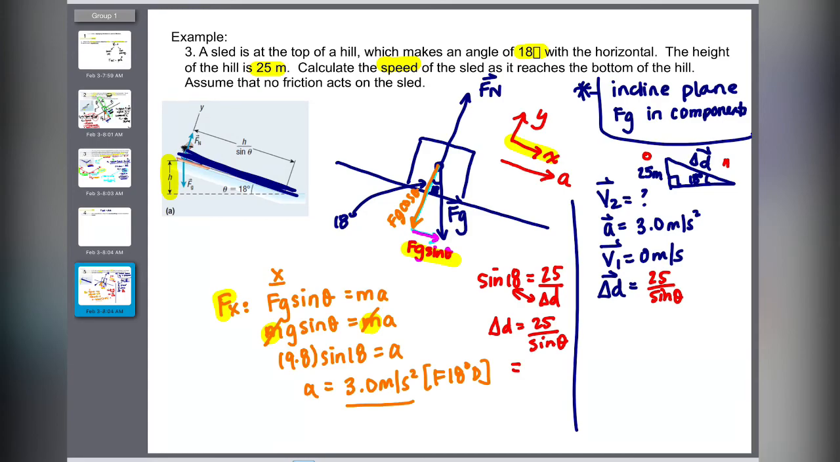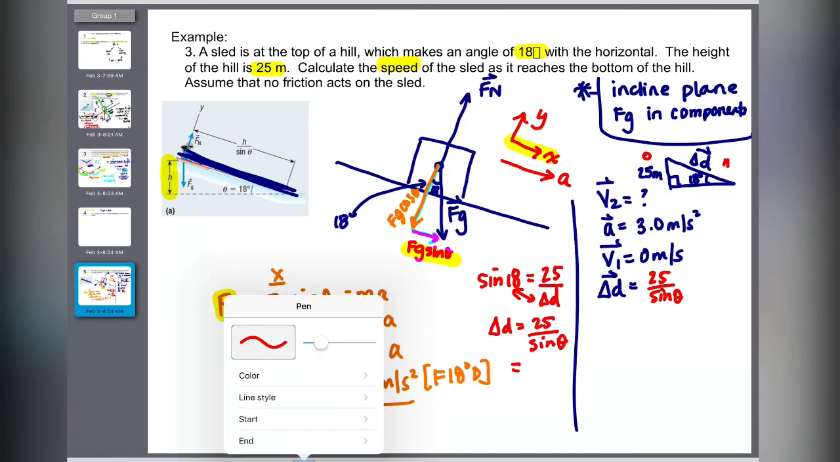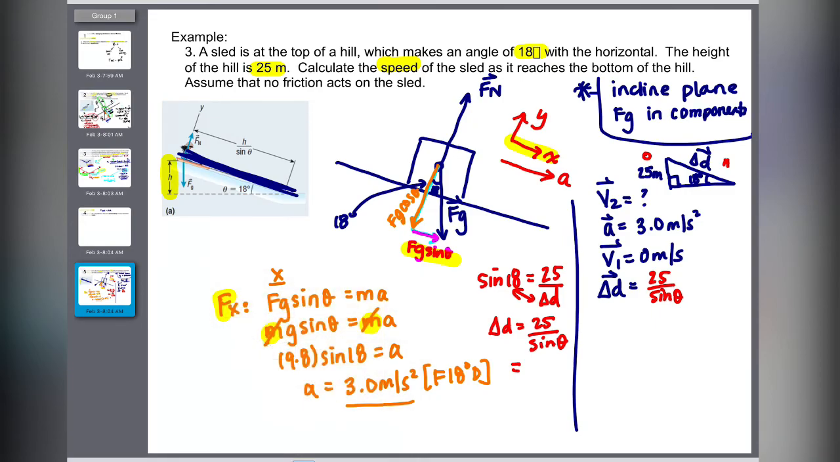I have v2, a, v1, and d. Now you're going to pick out your high five. Which equation works for your high five? Okay, so hopefully you pick this one out. So v2 squared equals v1 squared, which is 0, so this term is gone, plus 2a delta d.